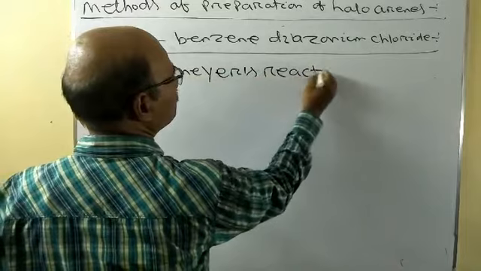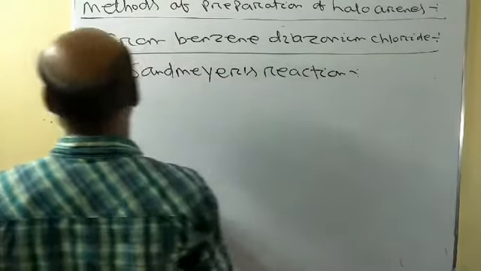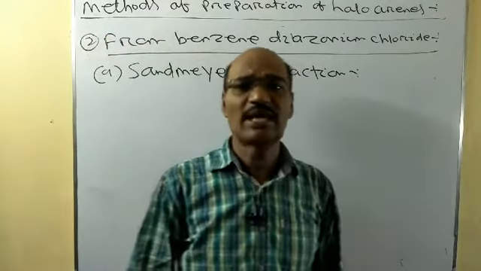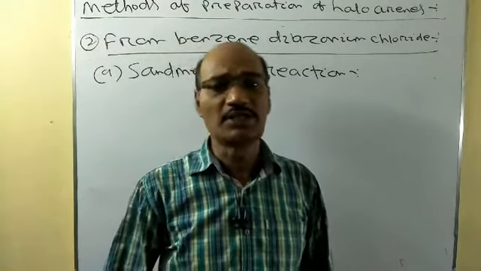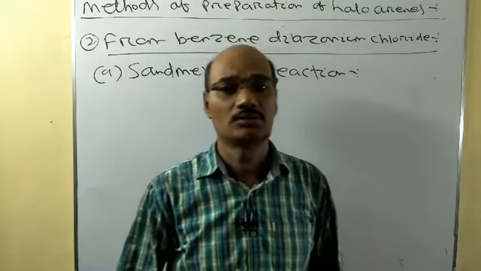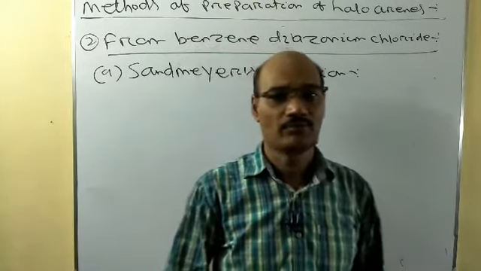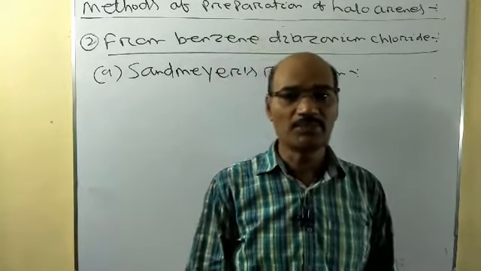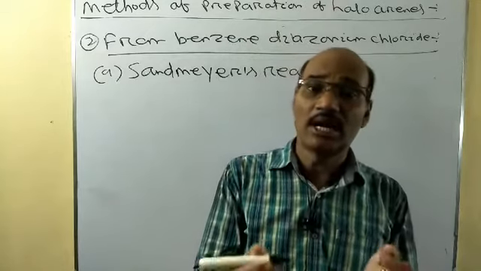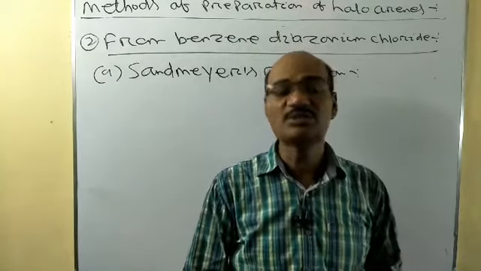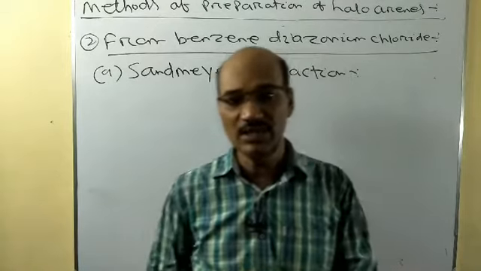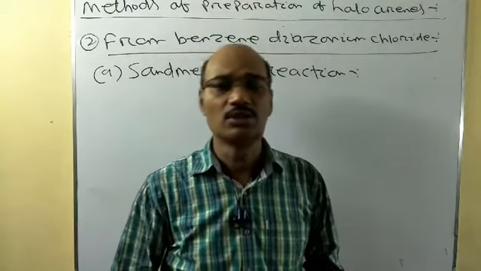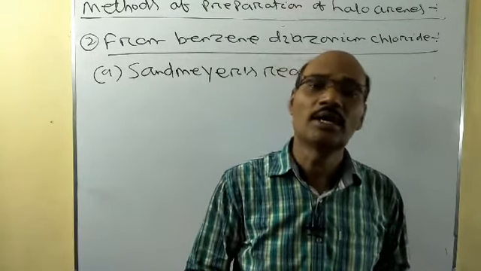Sandmeyer's reaction. In Sandmeyer's reaction, benzene diazonium chloride is treated with copper halide, CuBr or CuCl, in presence of the corresponding hydrogen halide. That means CuBr in presence of HBr or CuCl in presence of HCl. Then the chlorobenzene or bromobenzene are formed.